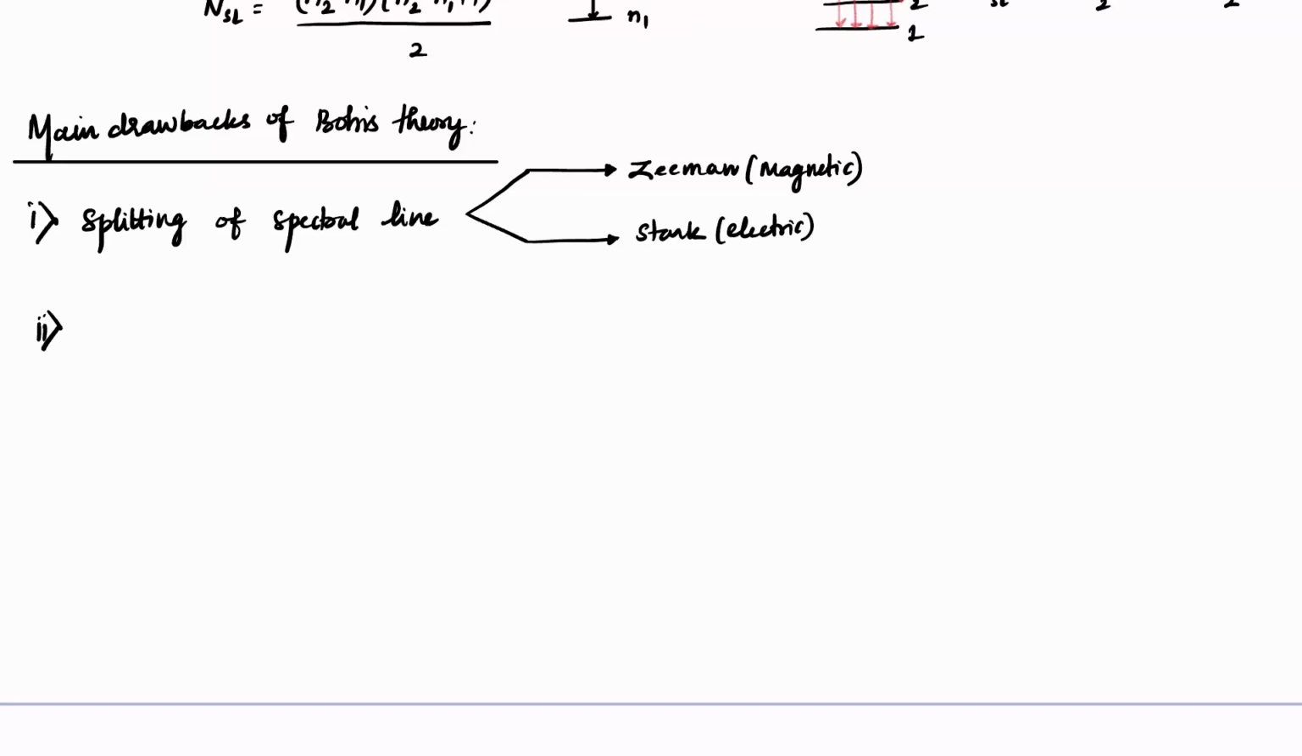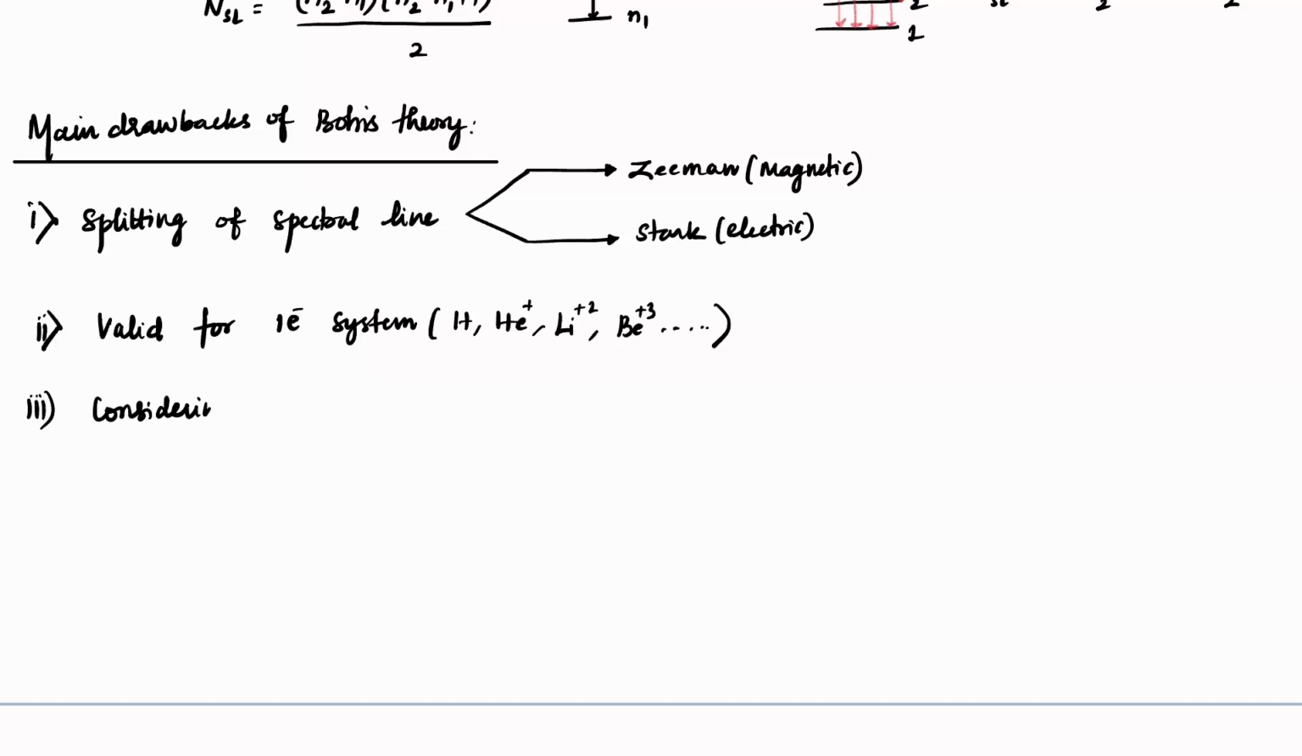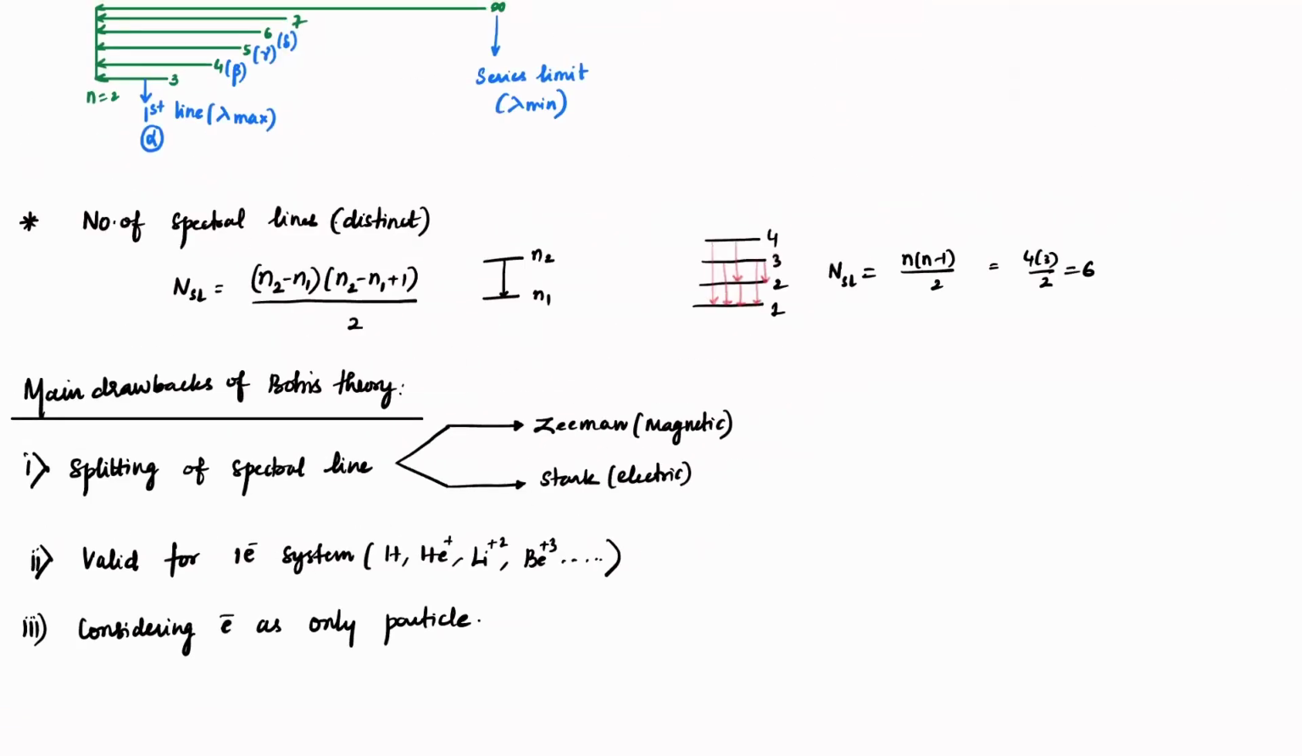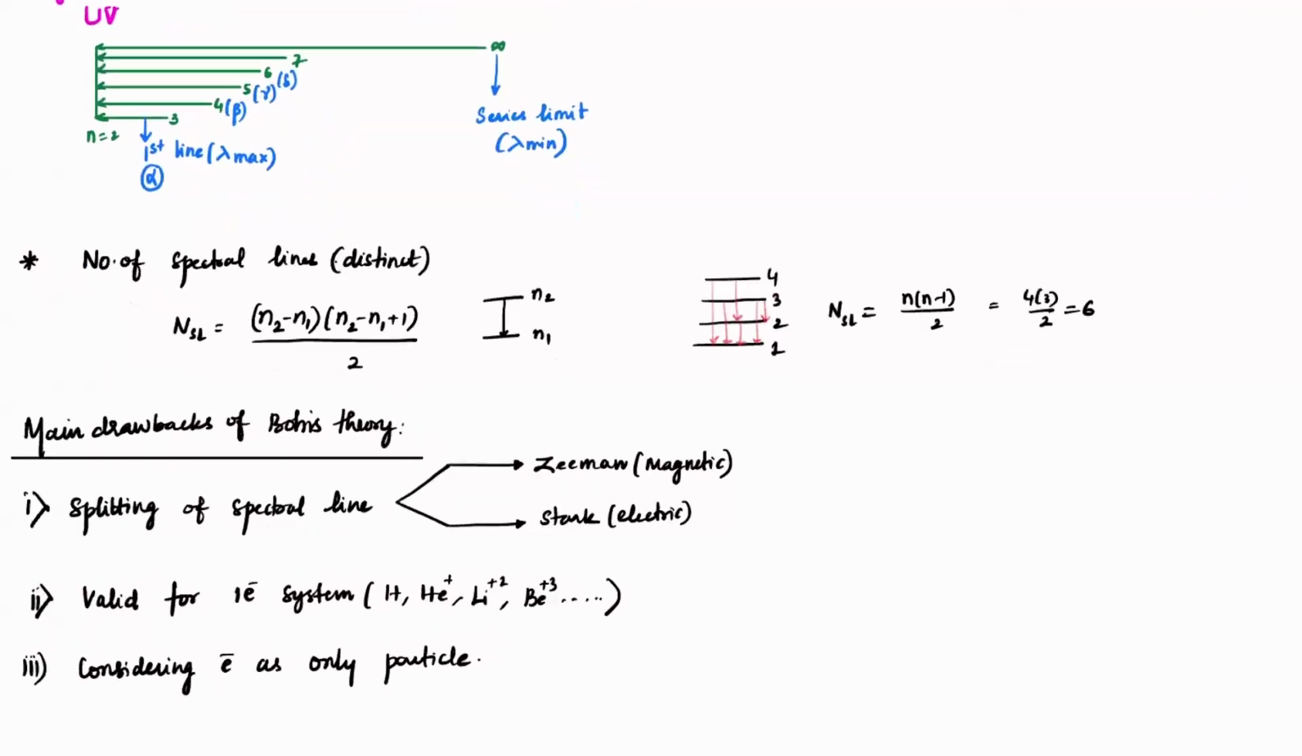Second one is that it is valid for single electron systems only. So Bohr's model is only valid for hydrogen or a hydrogen-like species like helium plus or lithium 2 plus or beryllium 3 plus and so on. It has to be only single electron. Alright. And here we are considering electron as only a particle. We do not see electron showcasing its wave behavior here. Correct? These are the main drawbacks of Bohr's theory.